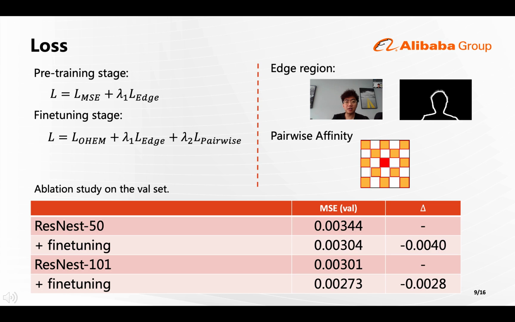We also add a pairwise loss to force the network to model the relationships of pixels in the local region. We verified the effectiveness of our loss functions on ResNest 50 and ResNest 101, and the results showed that they can significantly reduce MSE error.